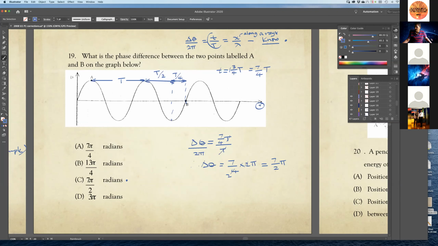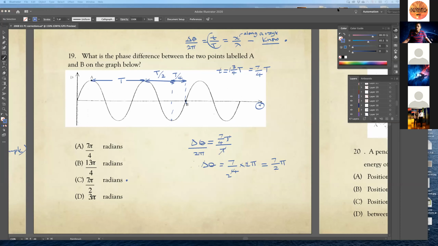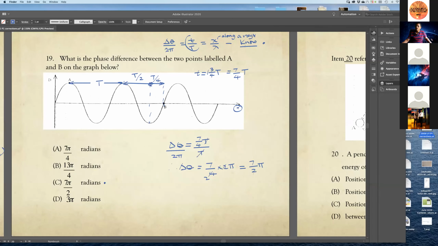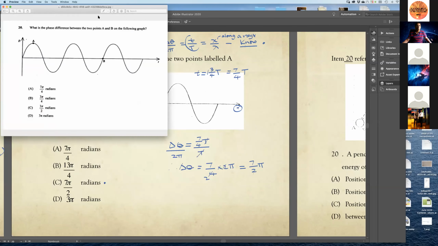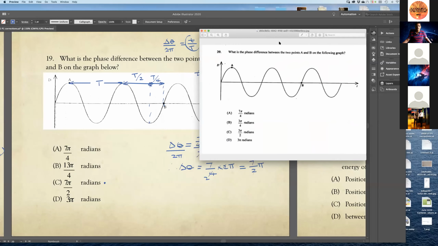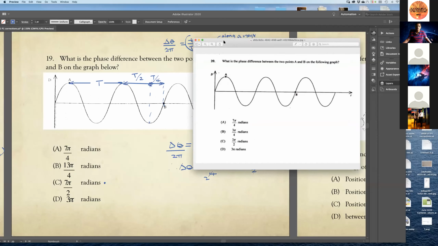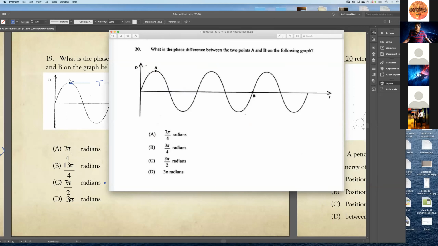Let me just pull up the other question that I got. Same question, but this time, you do not have the option of 7/2 pi radians. So how do we do this one? I will screenshot it and put it in the group chat to complete the answer to this question.